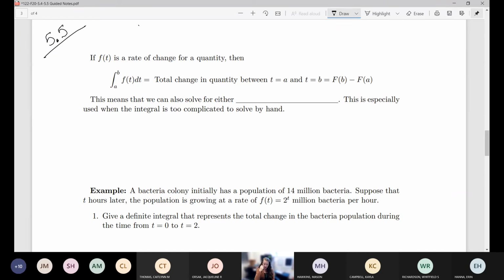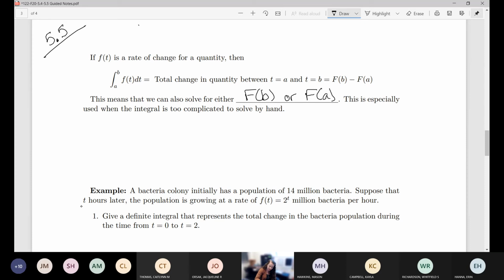So if f of t is a rate of change for a quantity, then the integral from a to b of f dt is a total change in quantity between t equals a and t equals b, which is why I can use that cookie cutter language of change in something between a and b. So this also means that we can solve for either f of b or f of a, the antiderivative value. This is especially used when the integral is too complicated or just gross to solve by hand.